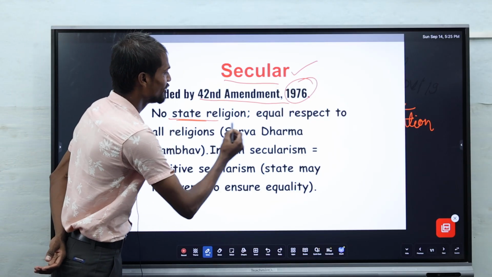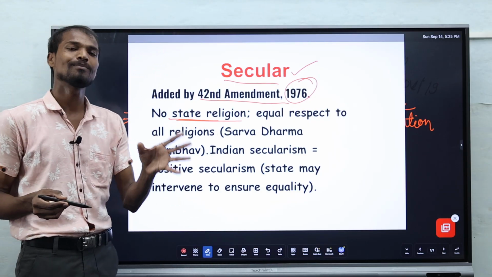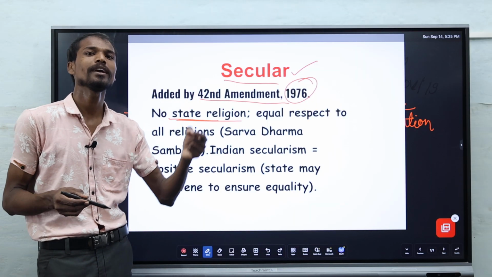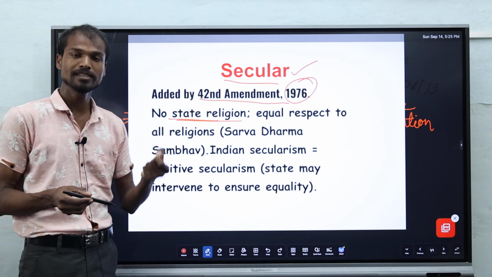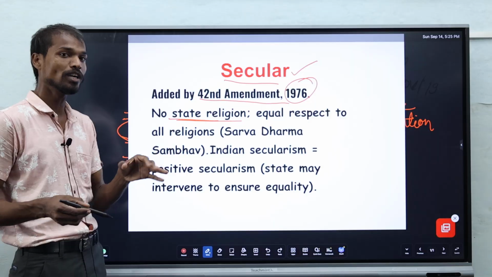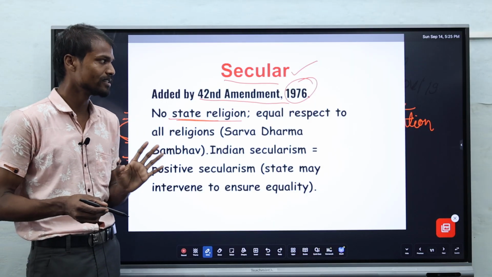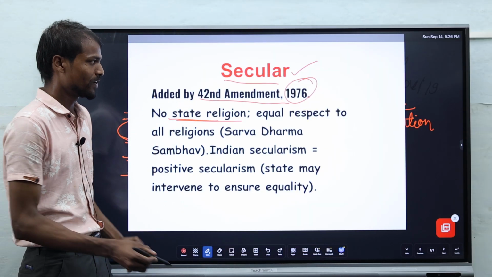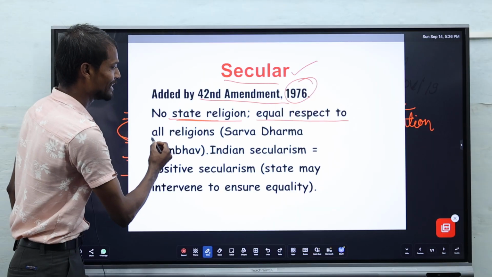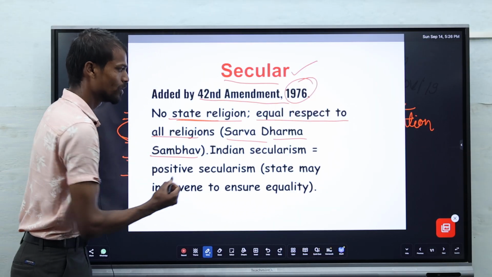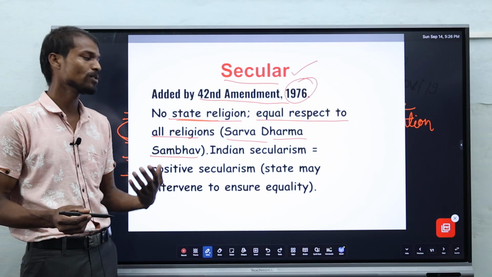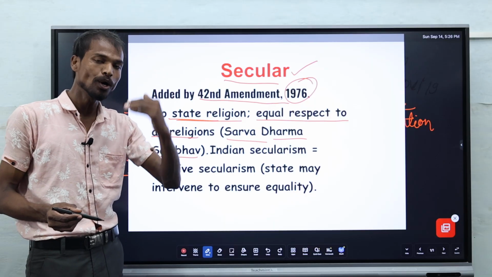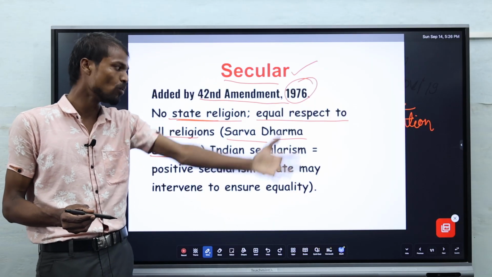India has no state religion. For example, Pakistan, Saudi Arabia, Iran, and Iraq have their religion as the state religion. But India does not treat any particular religion as the state religion. That is why India is considered a secular country. There is equal respect to all religions, that is Sarva Dharma Sambhav. We respect all religions, not only of India but also of the rest of the world.